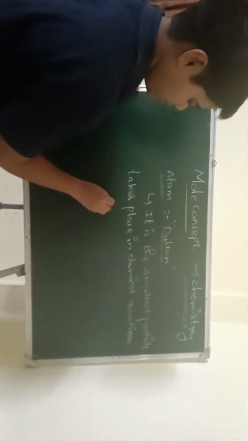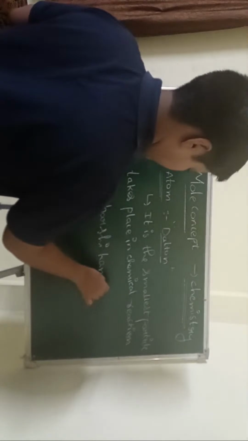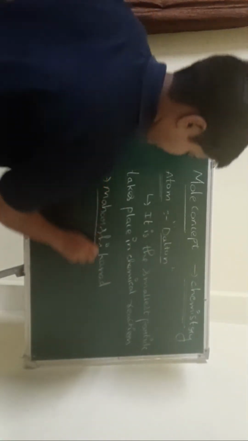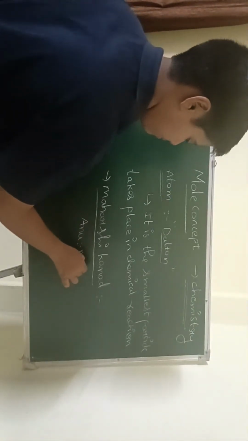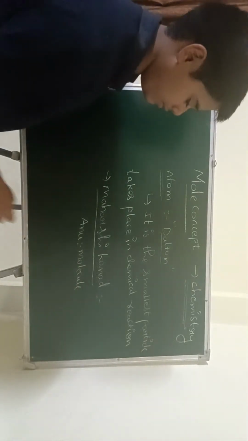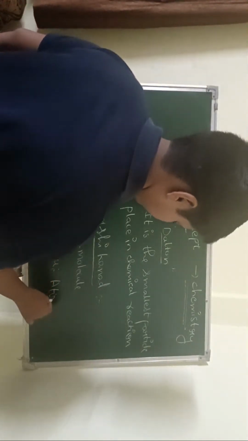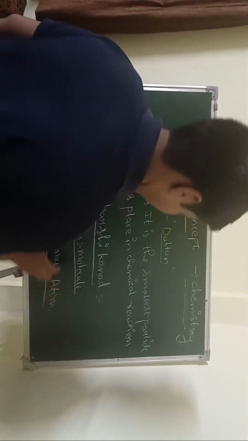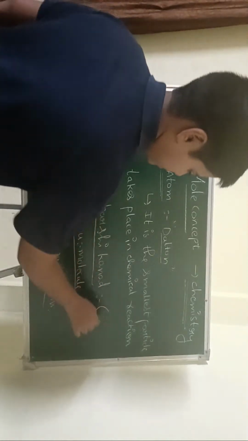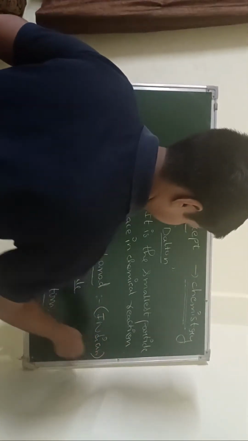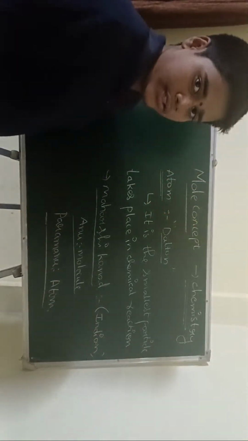And Maharshi Kanad, an Indian philosopher, introduced Anu as molecule and Parmanu as atom in Sanskrit.